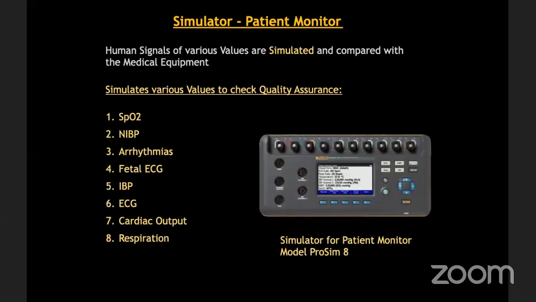Let's see. The human signals of various values are simulated and compared with the medical equipment. So what you see over here is a patient monitor simulator. What all does it simulate? It simulates non-invasive blood pressure, pulse oximetry, various arrhythmias, which is what is important, ECG, IBP, invasive blood pressure, ECG of various values, and the cardiac output and respiration. So 8 parameters. That's why it is called ProSim 8. This is one of the simulators by Fluke.